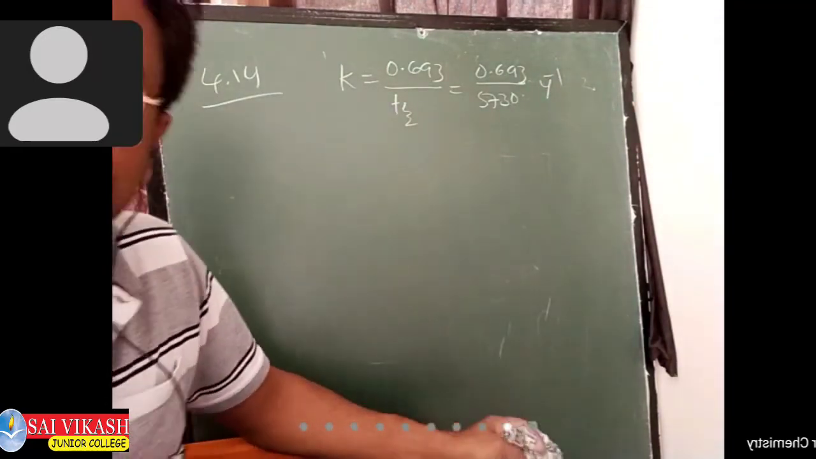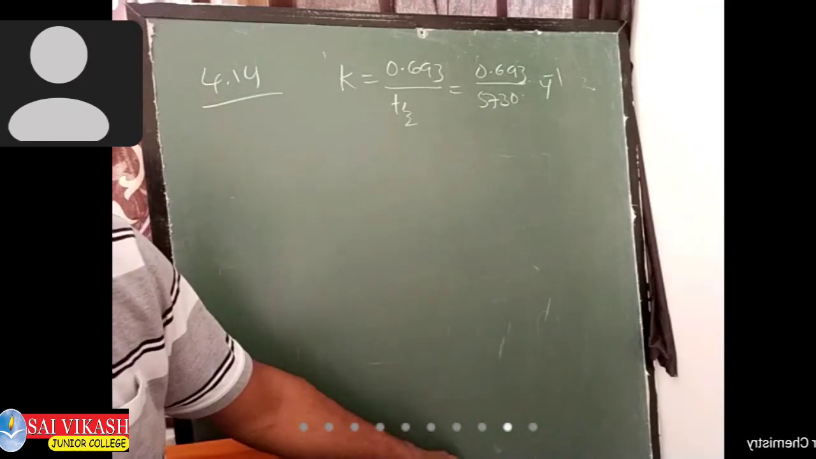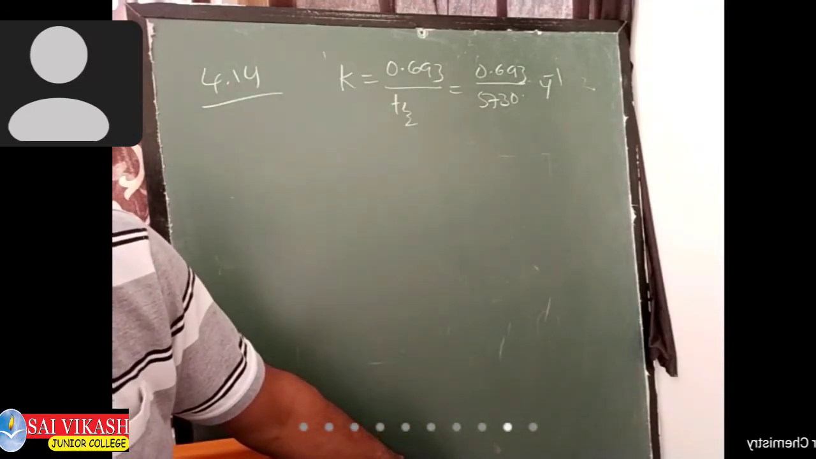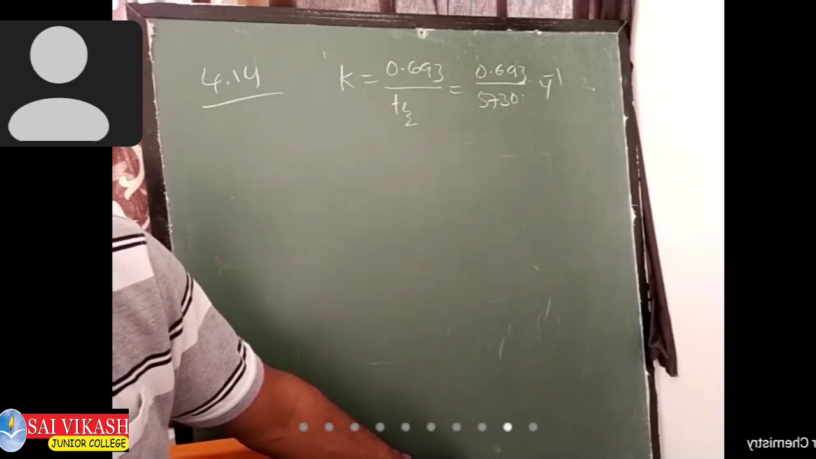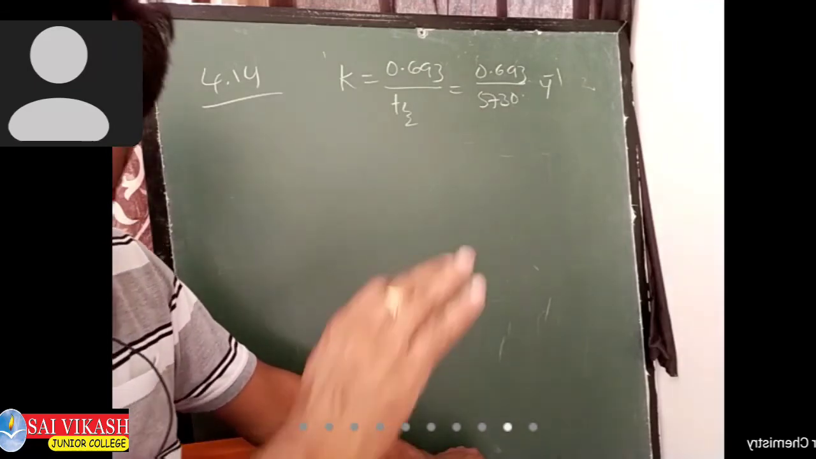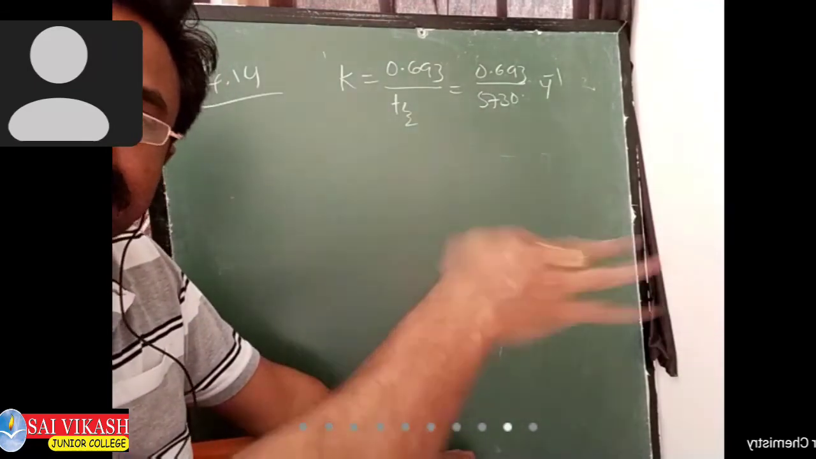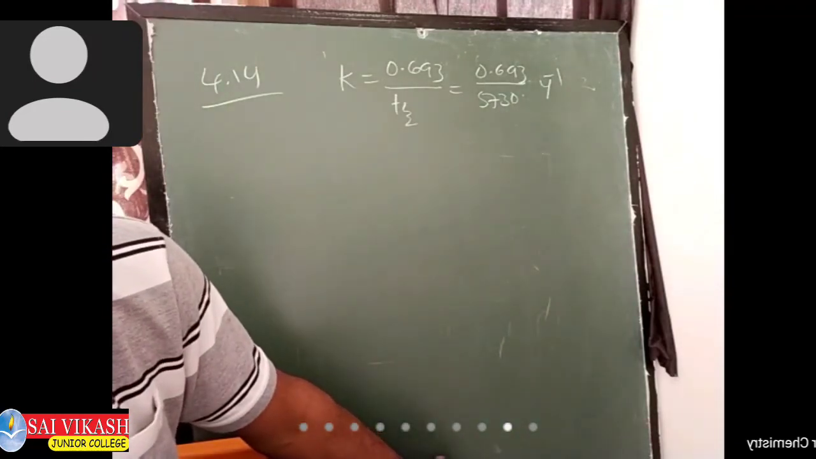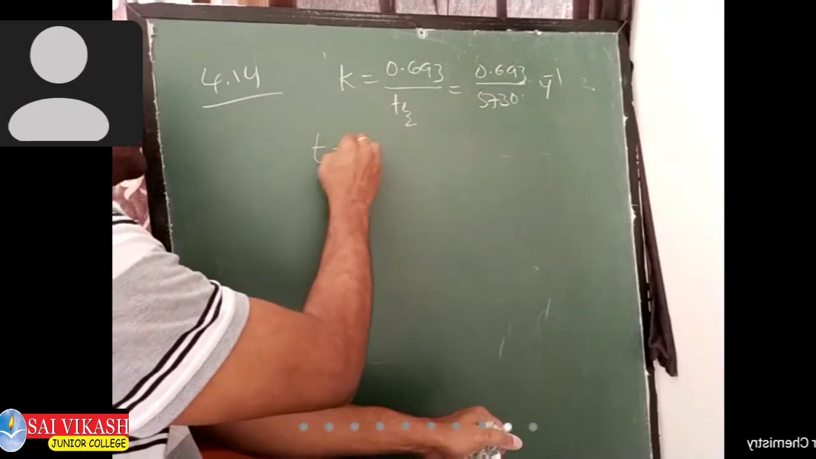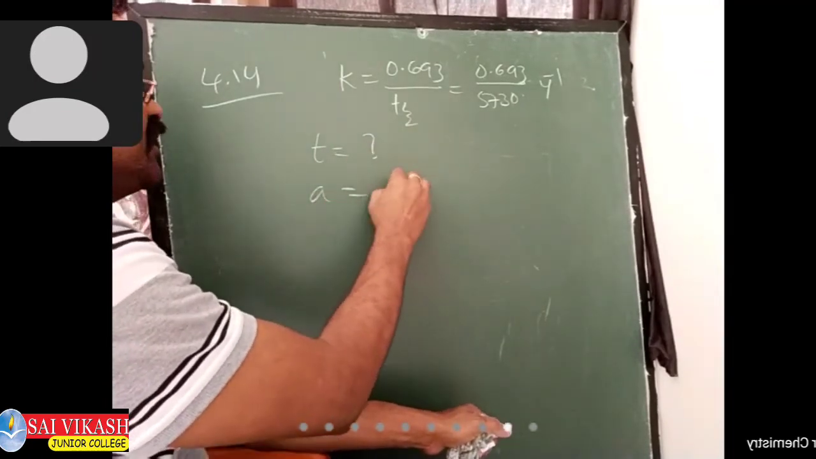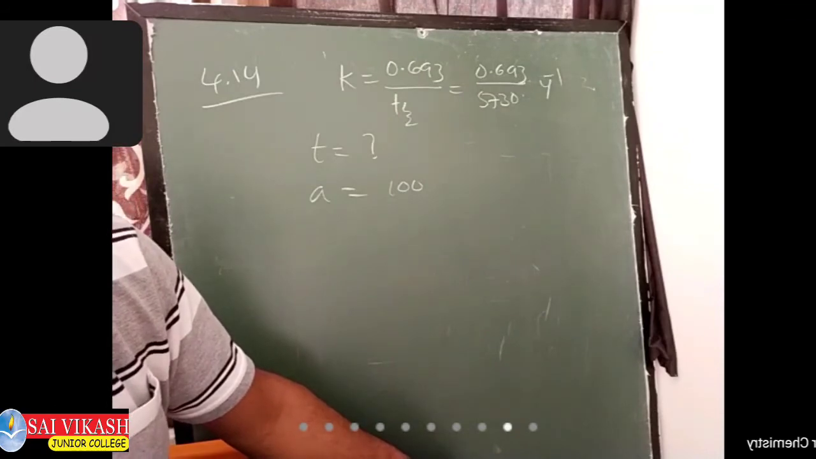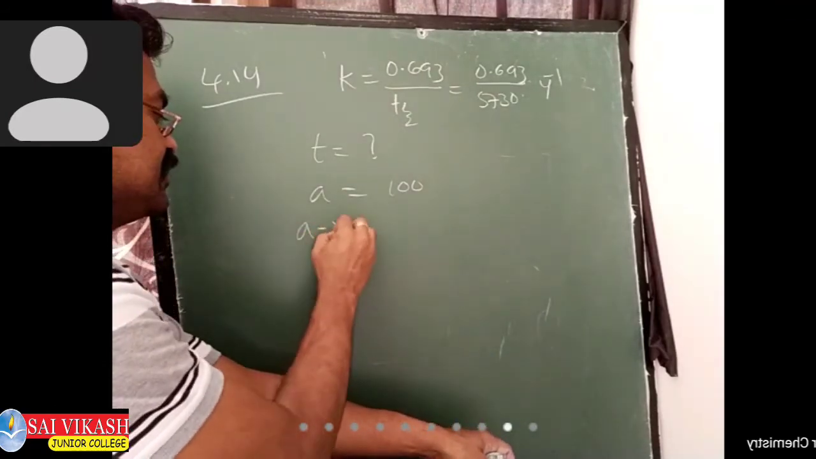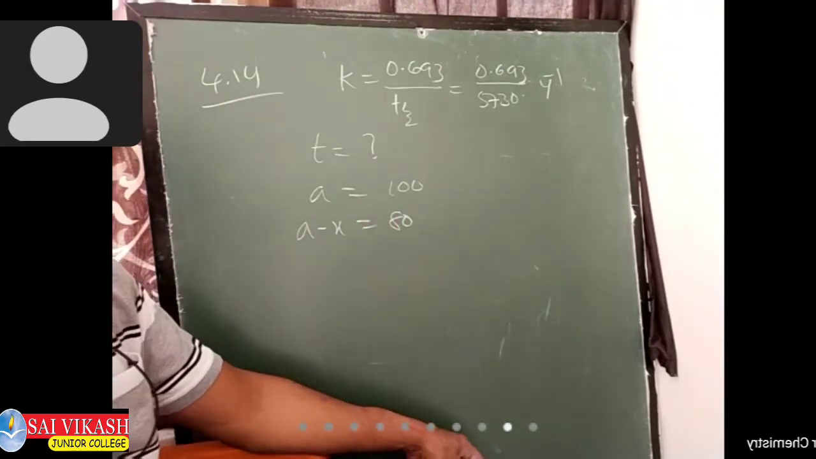So radioactive decay is also first order integrated rate equation only. An archaeological artifact containing wood has only 80% of the C14 found in the living tree. 80% is found, means 20% gone in the living tree. Estimate the age of the sample. See, time they are asking. Initially, if you take 100%, how much is left is given? A minus X is 80. This is the meaning.